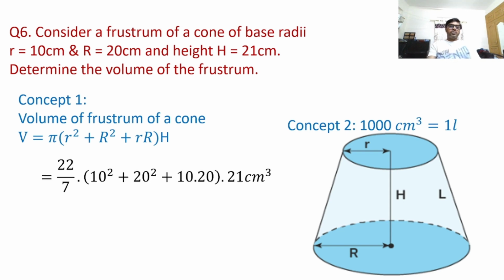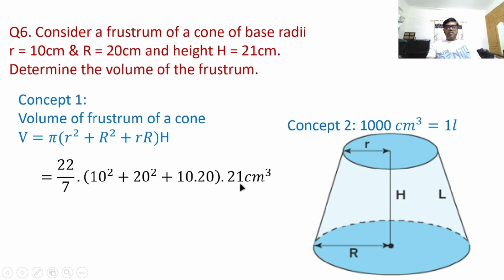Now let us go to the substitution part. Pi is approximately equal to 22 by 7. Small r is given as 10. Capital R is given as 20. And h is 21, simply substitute there. So the volume is going to be in centimeter cube, units wise.